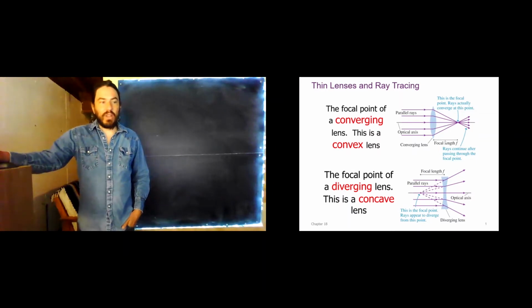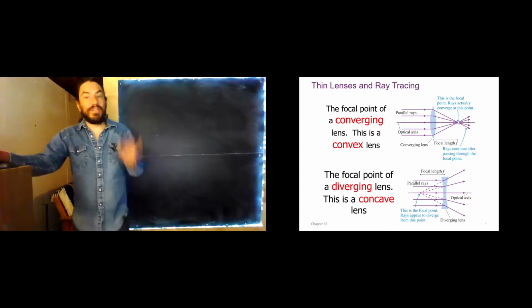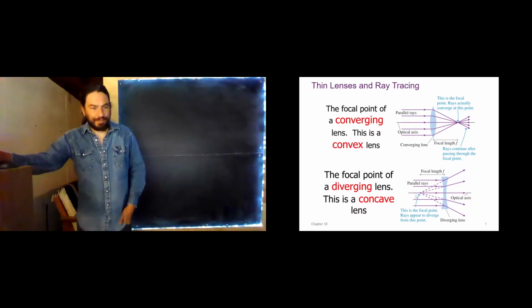This length right here we call the focal length. So if we send in parallel rays, a very distant object is a nice source of parallel rays, they will converge right here. At that point where they converge, we define that as the focal point.